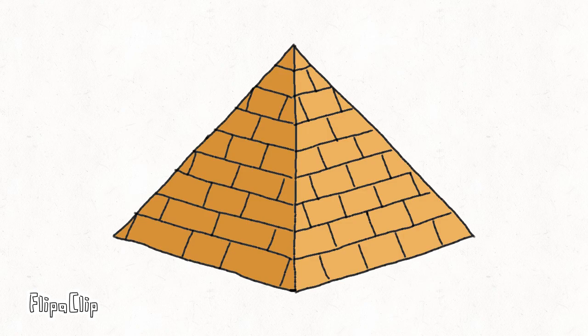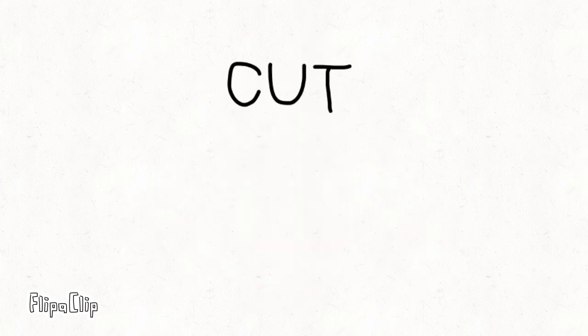And for pyrimidines, think of them like pyramids. Pyramids are triangular shaped, and think of these triangular shapes as sharp because they cut. C representing cytosine, U representing uracil, and T representing thymine.